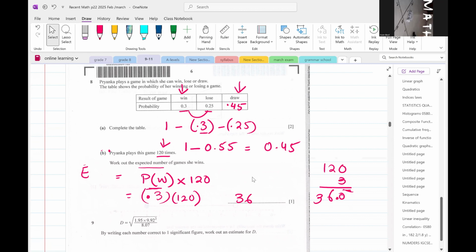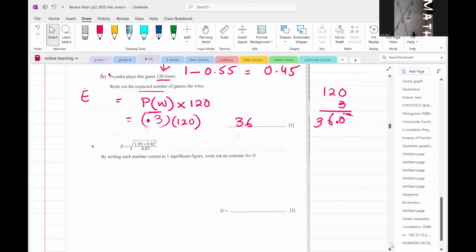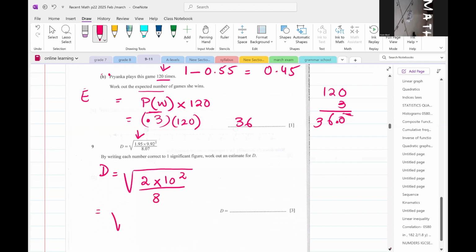Moving forward, question number 9. By writing each number correct to one significant figure, work out an estimate for D. Now you have to write it correct to one significant figure. So 1.95 will be written as 2. 9.92 correct to one significant figure will be 10. And 8.07 correct to one significant figure will be 8. So we have 200 over 8.